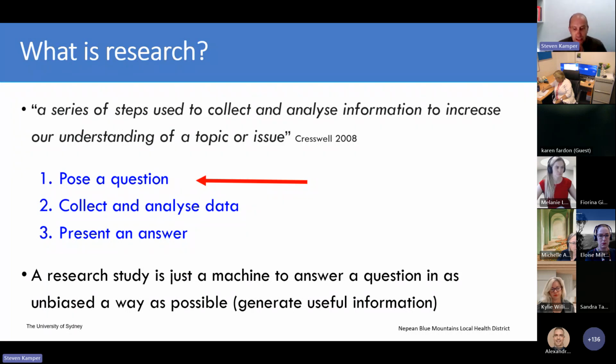I want you to conceptualize a research study or a project as a machine. The machine contains components which are the methodological components, and the only point of the machine is to answer the question in as unbiased a way as possible. That's the bit about generating useful information. If the study produces an unbiased answer to the question, then hopefully the information will be useful if we've got a good question. So this idea of a research study is just a series of steps.